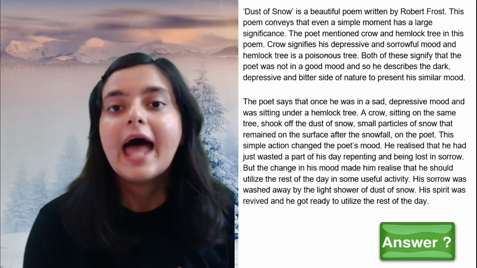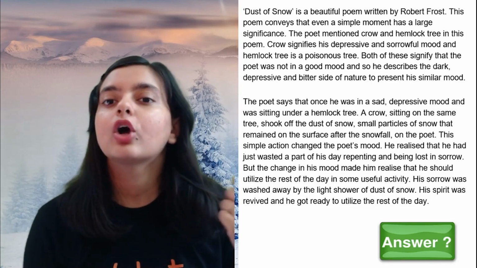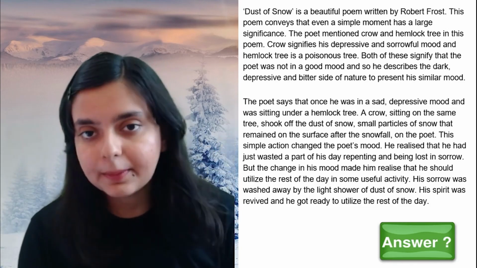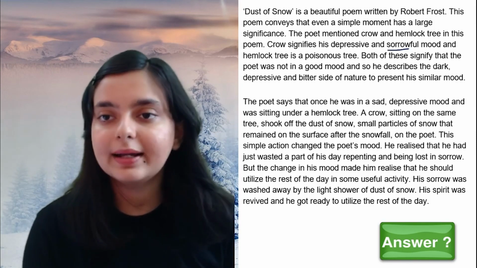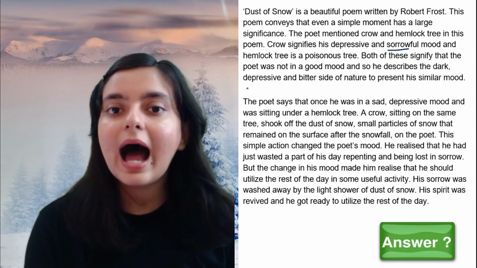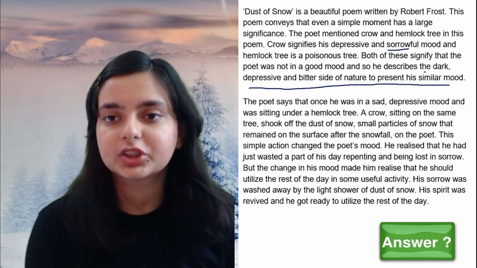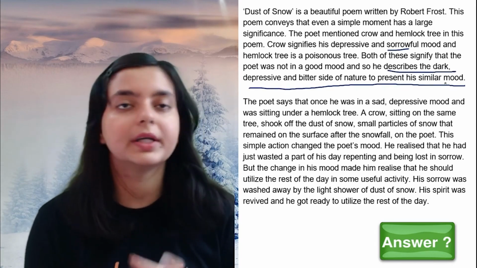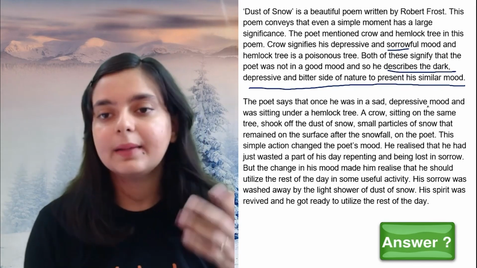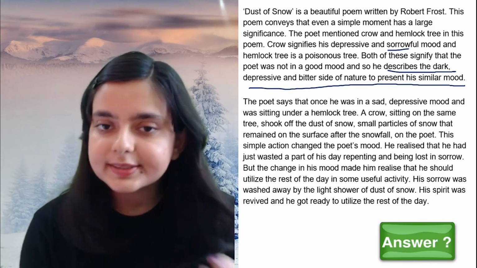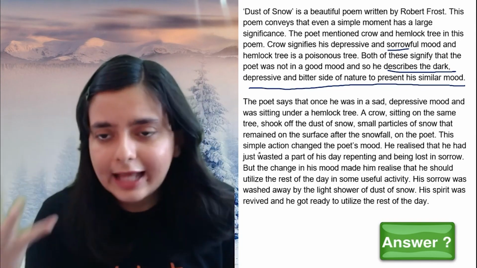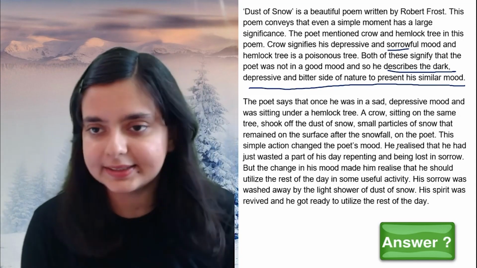Now the crow signifies depression. The crow and the hemlock tree, both of them are used as negative symbols, symbolizing his sorrowful and depressive mood. Okay, he was not in a good mood, so he describes the dark, depressive and bitter side of nature. This is something which you need to add over here. The poet says that once he was in a sad and depressive mood, and a crow sitting on the tree shook off the dust of snow. That is the summary, basically what happened, the incident. This is a simple incident, okay?